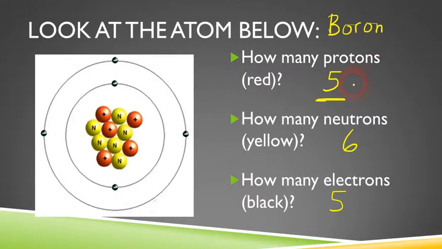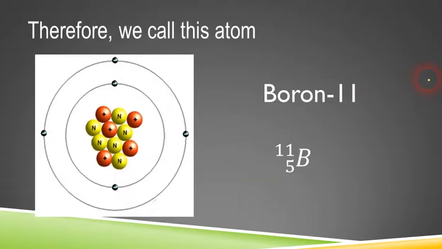Now, for the name of the isotope, we add the protons and the neutrons. So 5 plus 6 is 11. So we're going to call this particular isotope or variety of boron, boron 11. That's how it's going to be called. And so that's the name.